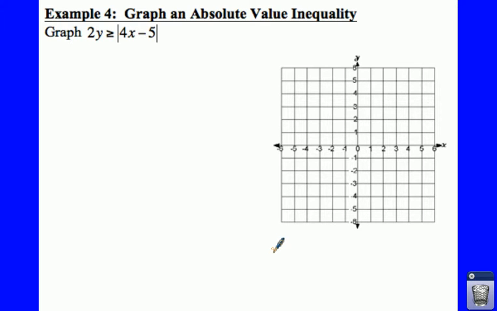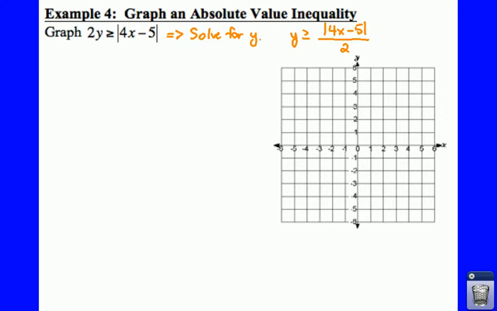The last example we have here is going to be example 4. Here we need to graph an absolute value inequality, but if you notice you have a 2 in front of your y. Well, the best thing to do here at the very beginning is to solve this equation for y. So if we solve this for y, then what we get is y is greater than or equal to the absolute value of 4x minus 5, all divided by 2.